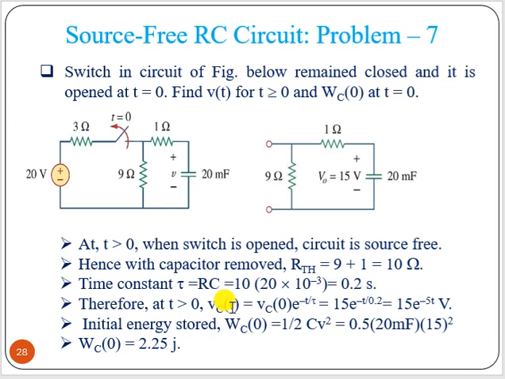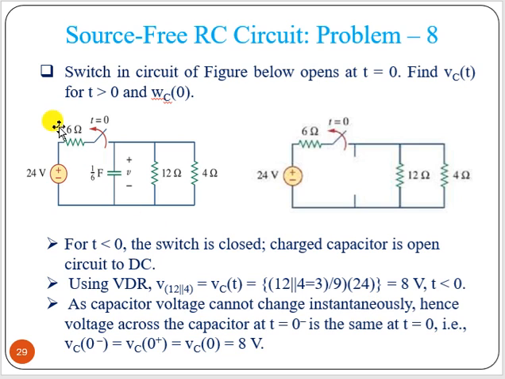Then we can find out Vc(t) very easily: Vc(0) into e to the power minus t by tau. That is 15 e to the power minus t by 0.2. 1 by 0.2 is 5. Now we can also find out WC(0), that is the initial energy stored, which is half C V square. We know the C value, we know the V square value, so you can find out WC(0).